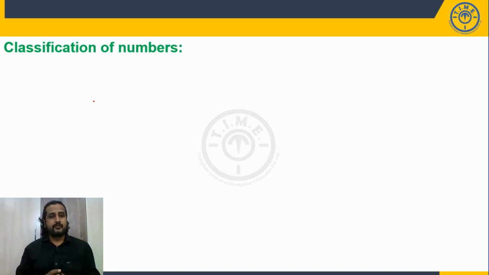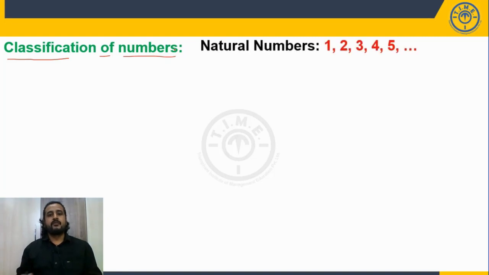Classification of numbers for the number series topic is a very important concept. Natural numbers. What are natural numbers? Countable numbers, starting from 1, 2, 3, 4, 5 and so on. All these numbers come under the natural numbers. And next, even numbers. Which numbers do we call even numbers? The numbers which are exactly divisible by 2.